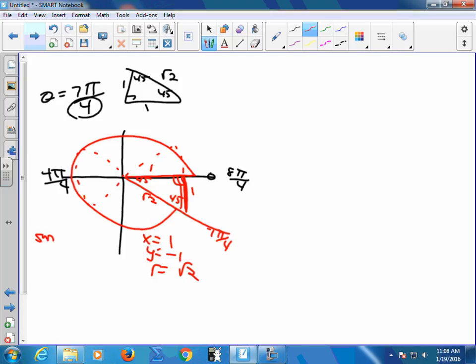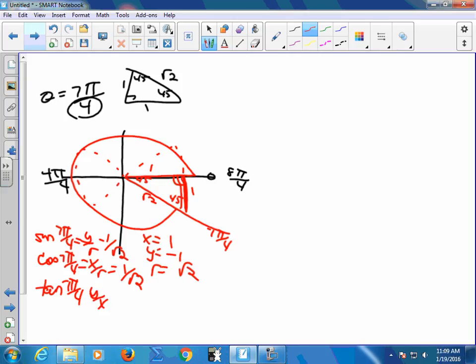So the sine of 7 pi over 4, get used to these, y over r, negative 1 over radical 2. Cosine of 7 pi over 4, x over r, 1 over radical 2. The major difference there is the negative sign. We didn't even have to think about it because we took it off your quadrants. And we said in quadrant 4, x was positive, y was negative. And my tangent of 7 pi over 4 says y over x. Well, if I put negative 1 over 1, I get negative 1. Okay? Is that good?